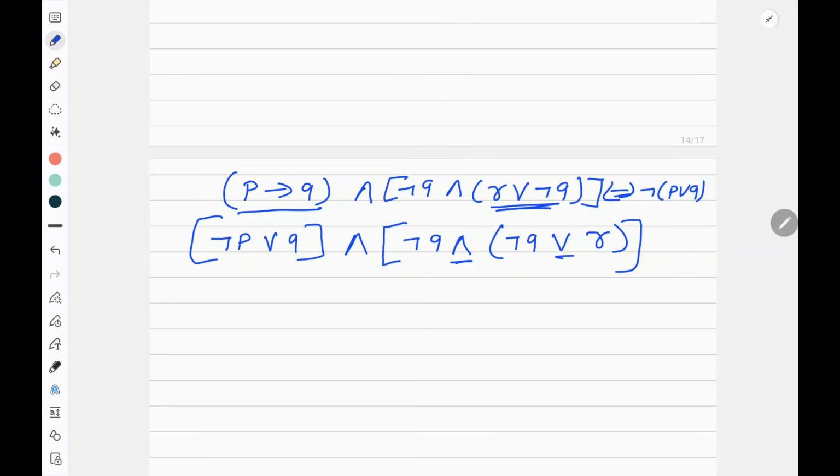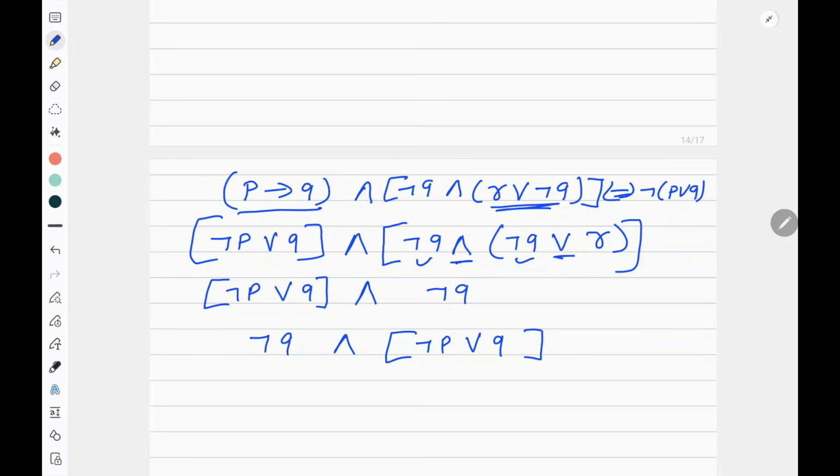Now you see opposite sign, first term same. So which is the law? Absorption law. So this will become negation of Q and here I have negation P or Q. Again apply the commutative and bring that negation Q in front. So negation P or Q. Right? Now I have opposite sign. But absorption cannot be applied because all three propositions are different. So opposite sign, all different, apply distributive.